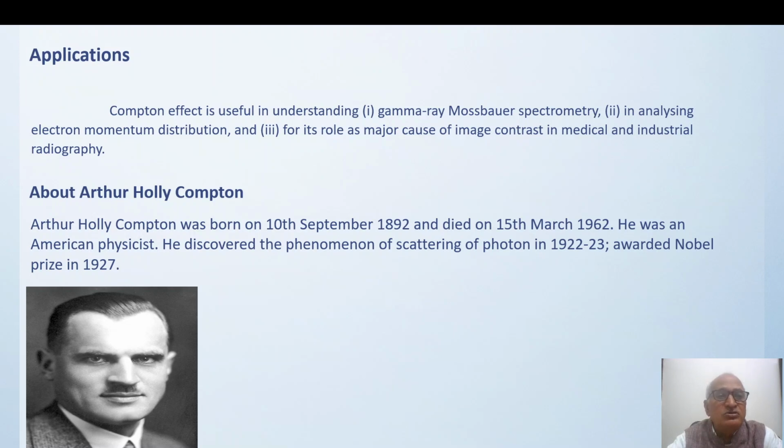A few lines about the scientist himself. Arthur Holly Compton was born on 10th September 1892 and died on 15th March 1962. He was an American physicist. He discovered the phenomenon of scattering a photon in 1922-23, and he was awarded Nobel Prize in 1927.